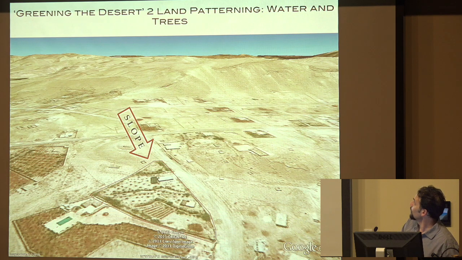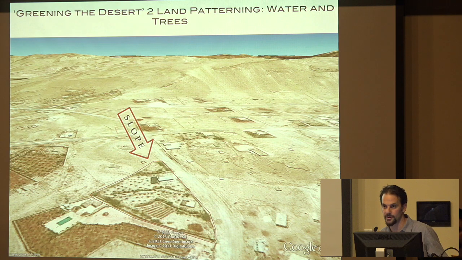Okay, so now we're jumping over to Jordan, the country of Jordan, which is the most water-stressed nation on the planet, right? And you can see, again, this is an area that receives, in the 0 to 3%, up to 3 inches a year.